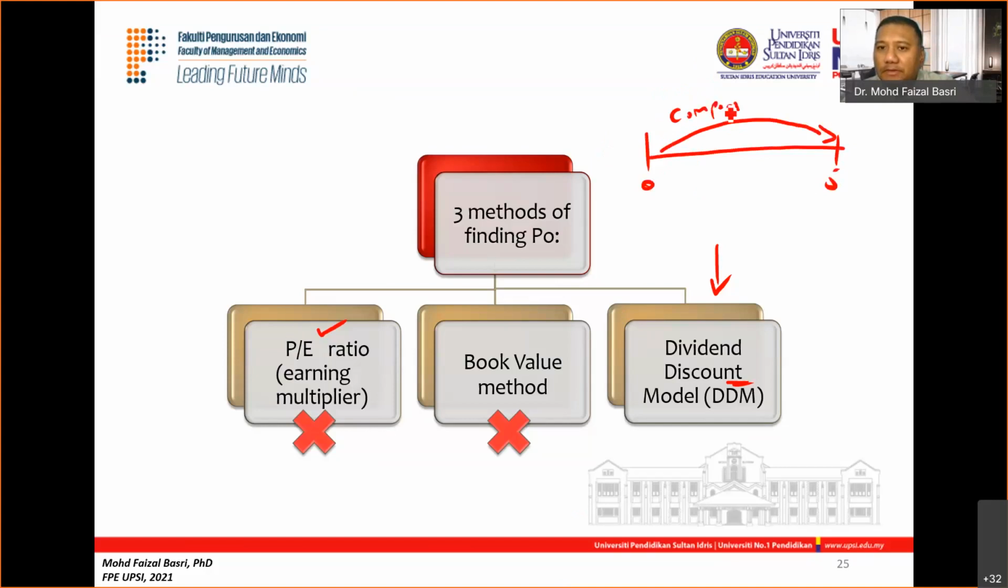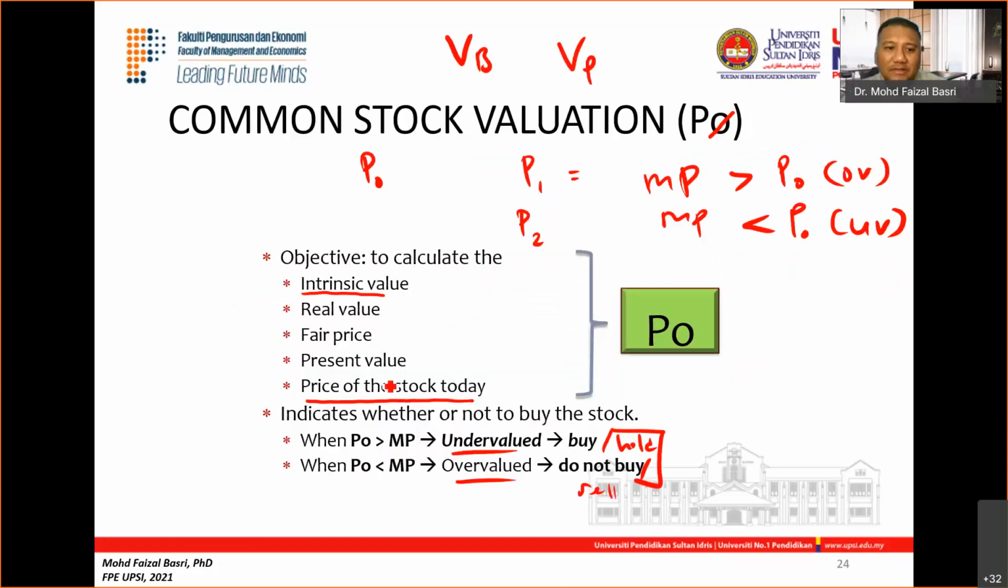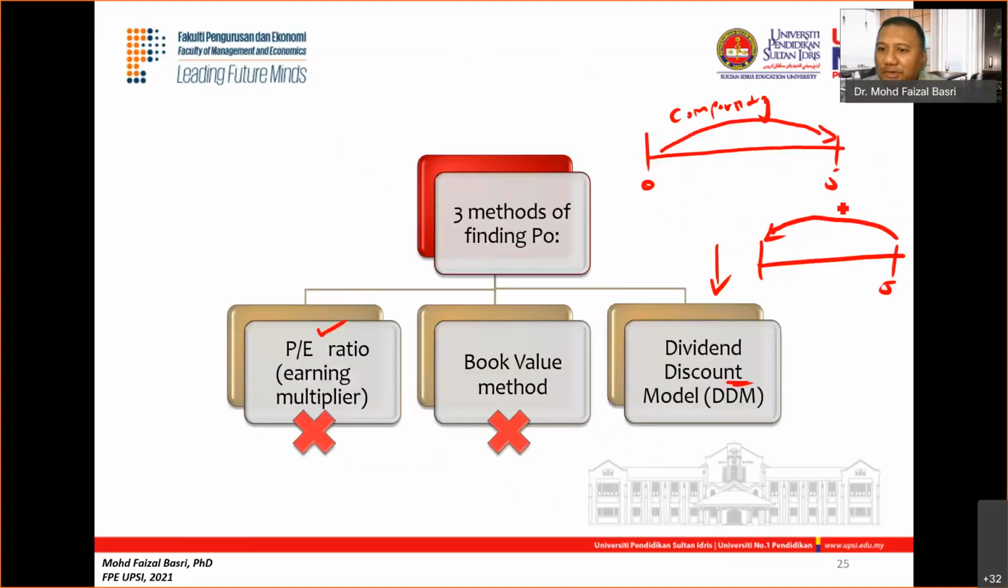Okay, compounding. But if you want to find something from the future in today's value, it has the name present value. In the present value, this is the process of discounting. So that's why we call them dividend discount model. We are discounting the dividends of the stocks to find what will be the price of the stocks today.